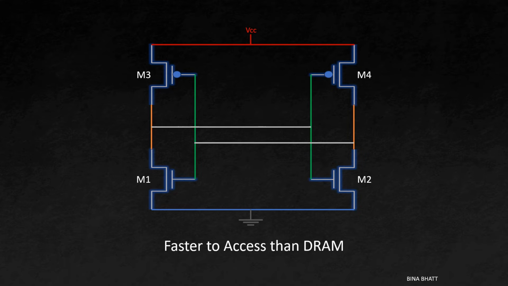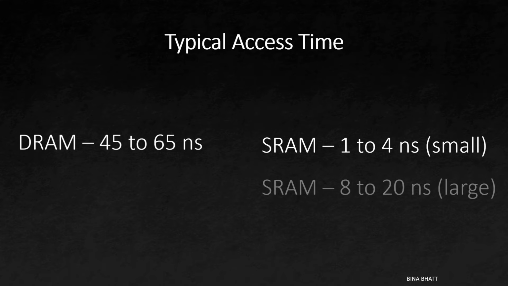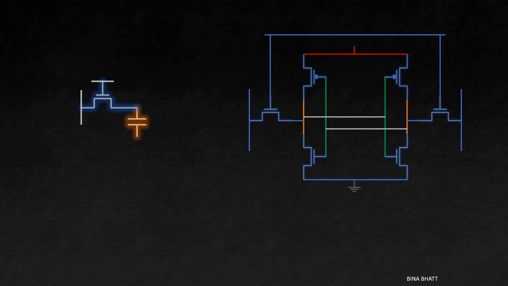Typical access times for DRAM range from 45 to 65 nanoseconds, while in SRAM, direct access without any refresh cycles results in faster speed, typically ranging from 1 to 4 nanoseconds for smaller memory and 8 to 20 nanoseconds for larger ones. Now, let's take another look at the cell structure.